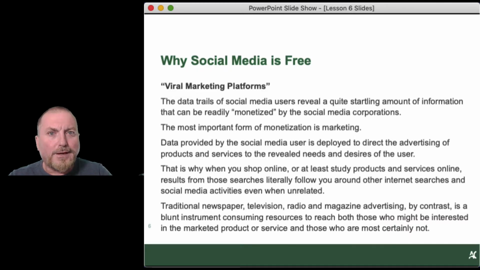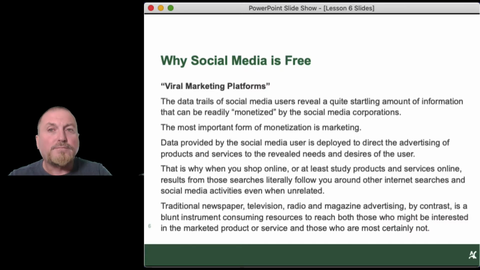All up and down my advertising, because they're directing the advertising specifically to your demonstrated desires, which is what data they collect when you do your internet searches, okay? Whereas traditional newspapers, television, radio, magazine advertising, by contrast, is a very blunt instrument, consuming resources to reach both those who might be interested in your product and those who are not. The beauty of social marketing is it minimizes that waste. It directly targets resources on those people that are going to be most receptive to your message.